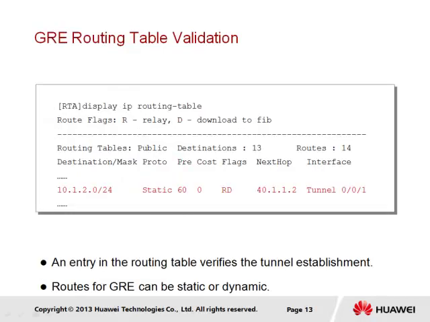We can use the display IP routing table command to determine the forwarding of traffic over the tunnel interface. We can see here that traffic destined for the 10.1.2.0/24 network will be forwarded over the tunnel interface with a next hop of 40.1.1.2, which is the tunnel address configured on RTB. If dynamic routing is configured, we will observe specific routes for remote destinations in the routing table as they are advertised over the tunnel interface.